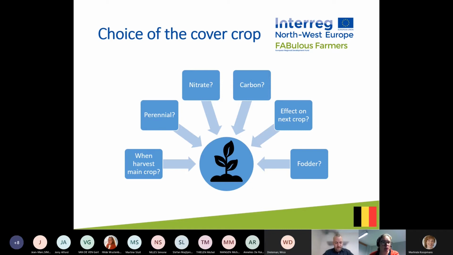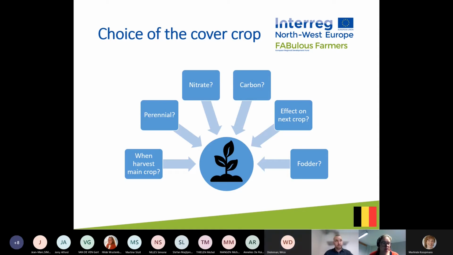But then which crop to choose? There is a huge range of cover crops on the market, and you can use not only single crops but also mixtures. What do you have to take into account when you choose a cover crop? First of all, when do you harvest your main crop? That's why I stressed at the beginning that we focus on maize here. Because this is a rather late harvest, the choices of the cover crop that can follow are rather limited.